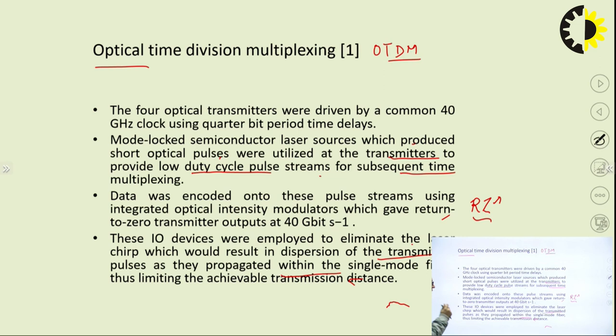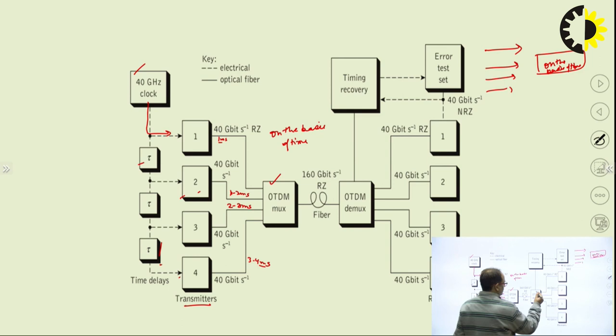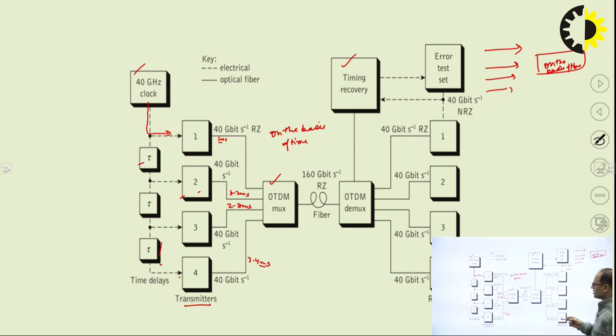I have already discussed in the second and third units what a single mode fiber is, what a laser is, and what dispersion is. Clear? Similarly, at the receiver side, the same clock is used for synchronization. This is timing recovery. Clear? To maintain the synchronization of the data.